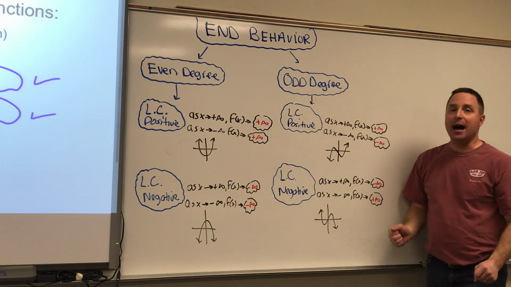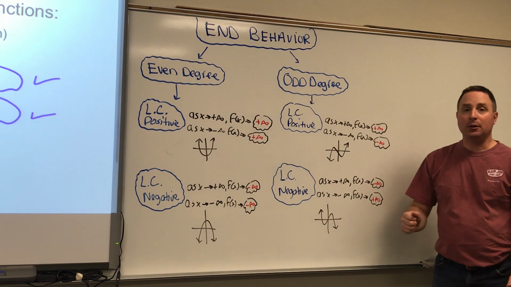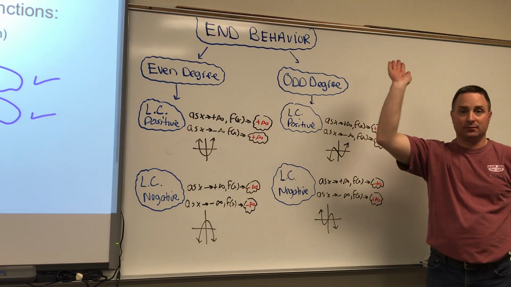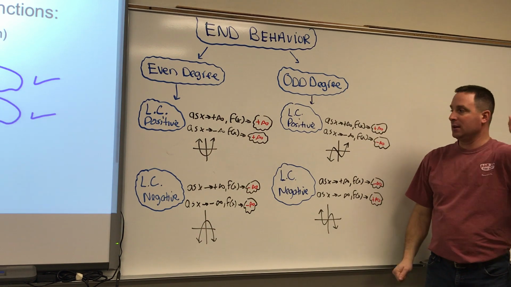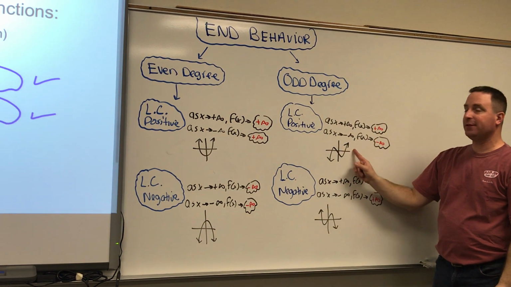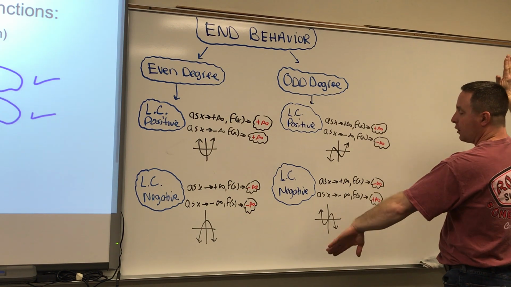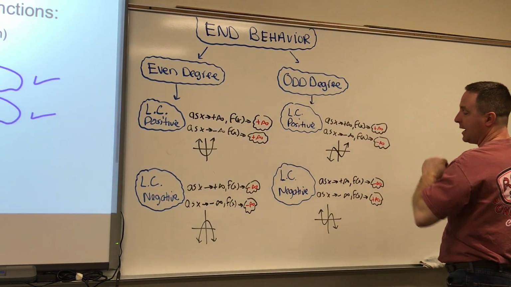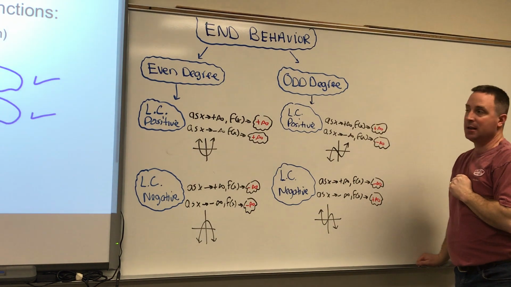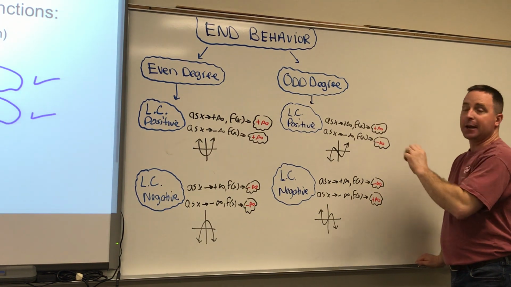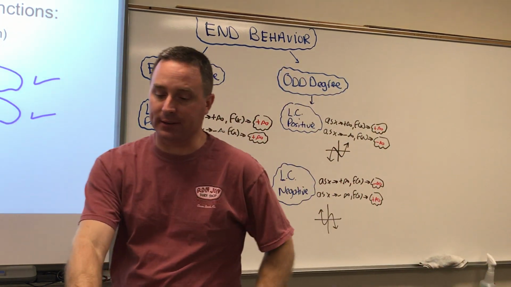To summarize, odd degree polynomials go in opposite directions. One goes up and one goes down. If the leading coefficient is positive, as you go to the right, it goes up, and to the left, it goes down. If the leading coefficient is negative, right is down, left is up. So it's a nice little summary of all this end behavior business.